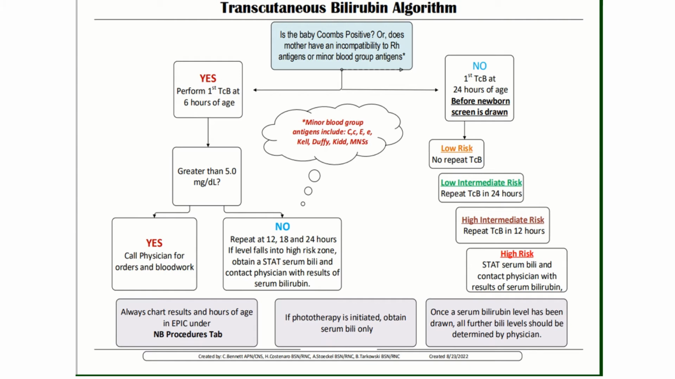If the 6-hour transcutaneous Bili level is less than 5, you will perform a transcutaneous Bili at 12, 18, and 24 hours of age. If at any point the level falls into the high-risk zone on the bilirubin graph, you will notify the physician with the result and obtain orders for further blood work. If your newborn is not Coombs positive, you will obtain a transcutaneous Bili level at 24 hours of age, again, before the newborn screen is completed.